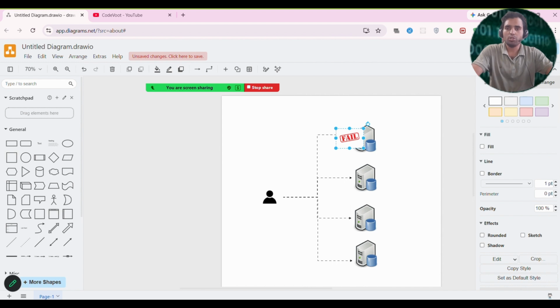So it's up to you what you can sacrifice, or what option you choose to build your application. Either you can go with CP, consistency and partition tolerance, and sacrifice availability, or you can choose AP, availability and partition tolerance, and sacrifice consistency. So yeah, it's up to you.